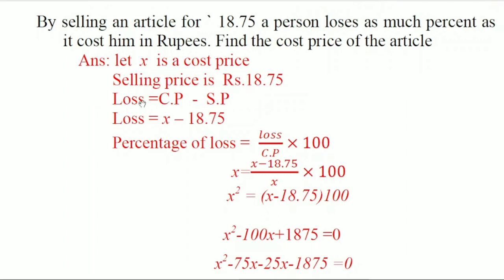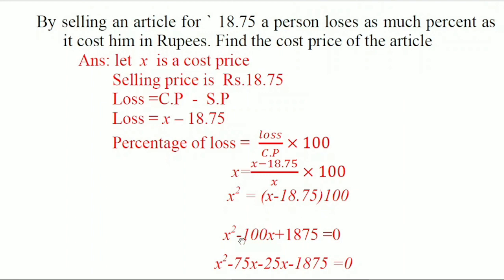So we know the formula: loss equals CP minus SP. CP is nothing but cost price, SP is nothing but selling price. So loss equals x minus 18.75. Therefore, percentage of loss, we have the formula: percentage of loss equals loss by cost price into 100. So loss is x minus 18.75, divided by x, into 100. So x into x, x square, equals x minus 18.75 into 100.